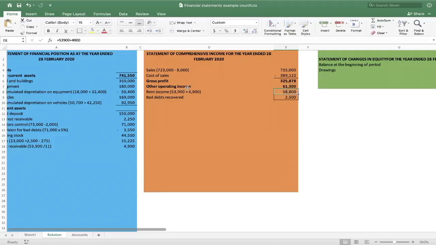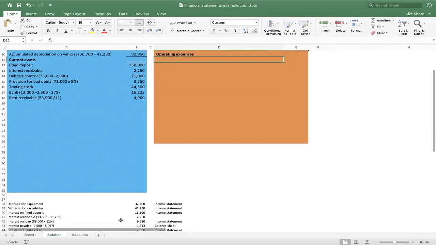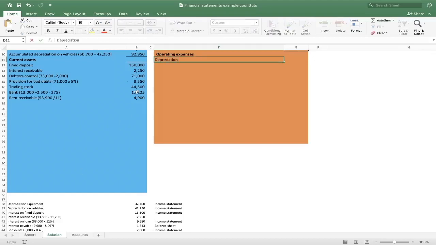Okay, so my other operating income is equal to 61,300 Rand. Now the next thing I will move on to is operating expenses. Okay, and the first thing I will do is to record the operating expenses that we have down here. And the first one, as you can see, is depreciation for both equipment and vehicles. So we're going to add the 2 together, and it's going to be the depreciation in our operating expenses.